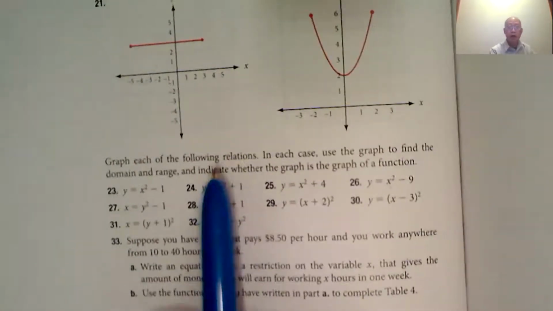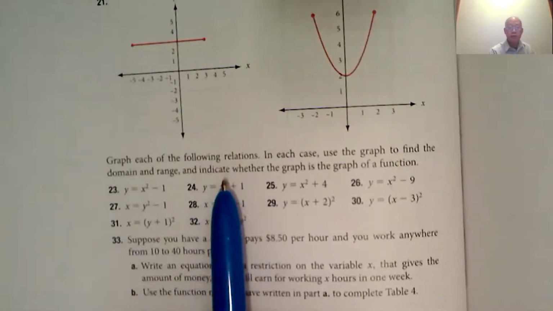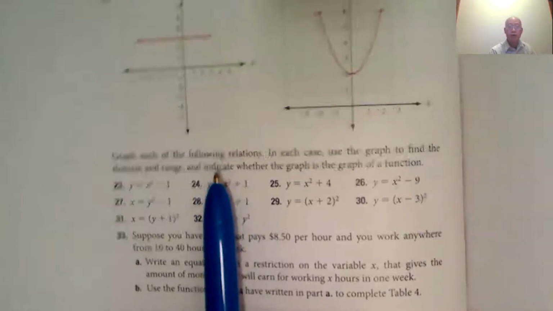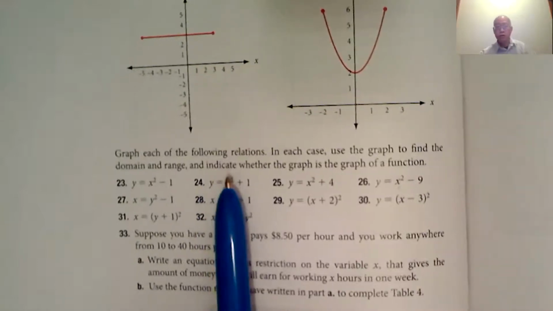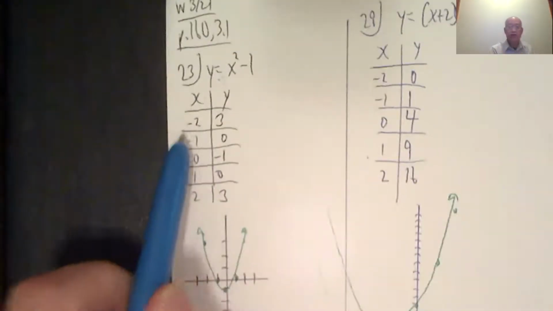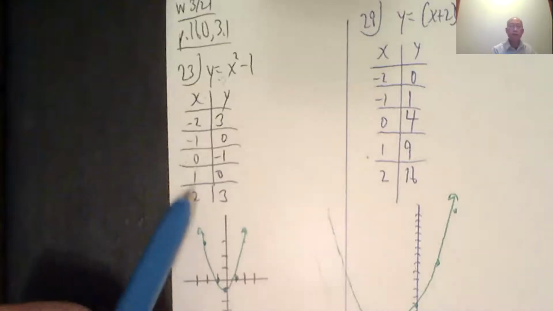And finally, how do you graph these? Well, we can just make a chart. Graph each of the following relations and use the graph to determine if the graph is a function. All right, so 23, y equals x squared minus 1. I just made a table of values. Let x go from, say, -2 to 2.